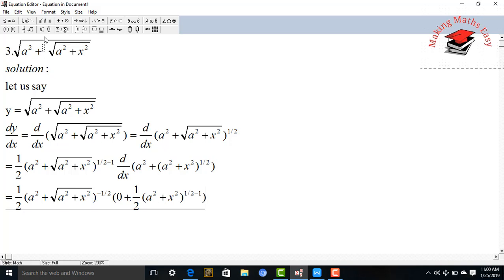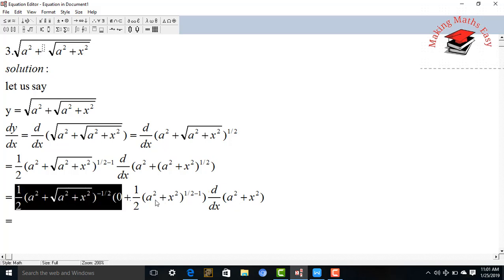And again I will do one thing. If I have taken the derivative of this complete function, something is left over here. So I will take the derivative of this also. No need to take the derivative of this number, because the derivative of this number is equal to 0. So I will consider only the derivative of a square plus x square. So I will write here d upon dx of a square plus x square, which is equal to a square plus x square.